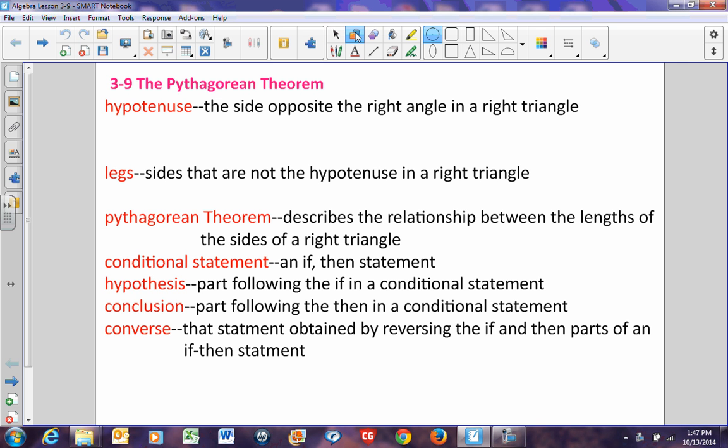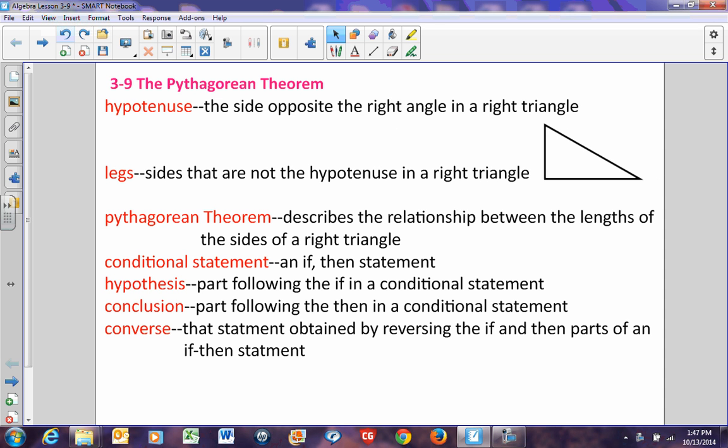So let's draw a right triangle up here very nicely. This is a right triangle. Let's move it up a bit. I'll move my triangle over here. There we go. In this right triangle right here, the hypotenuse is the side opposite the right angle. In this particular triangle, the right angle would be right here, which means this side here is the hypotenuse, because it is opposite the right angle.